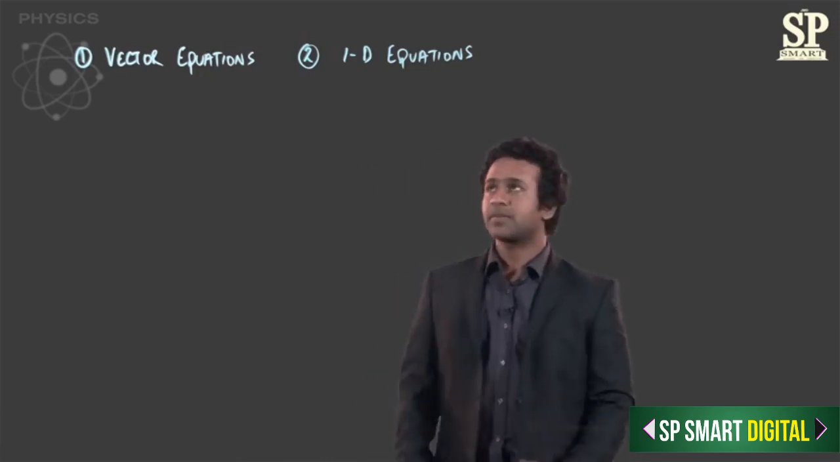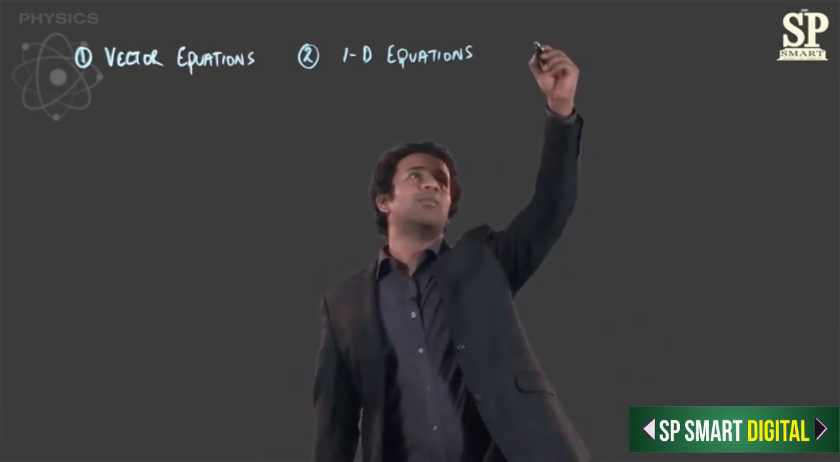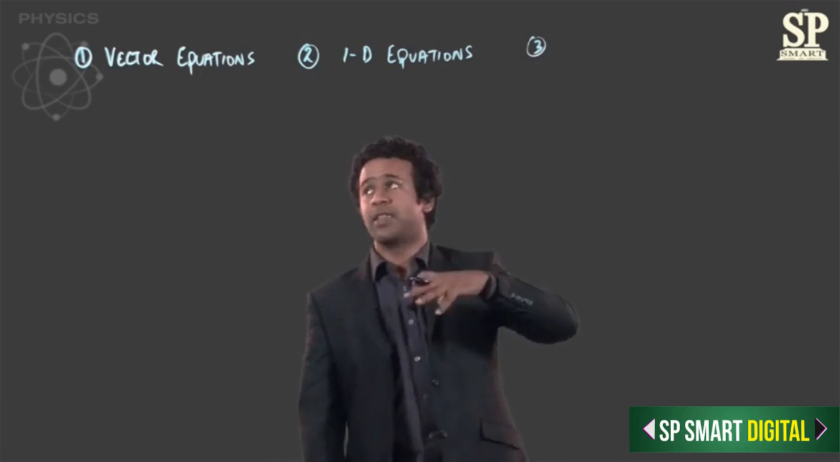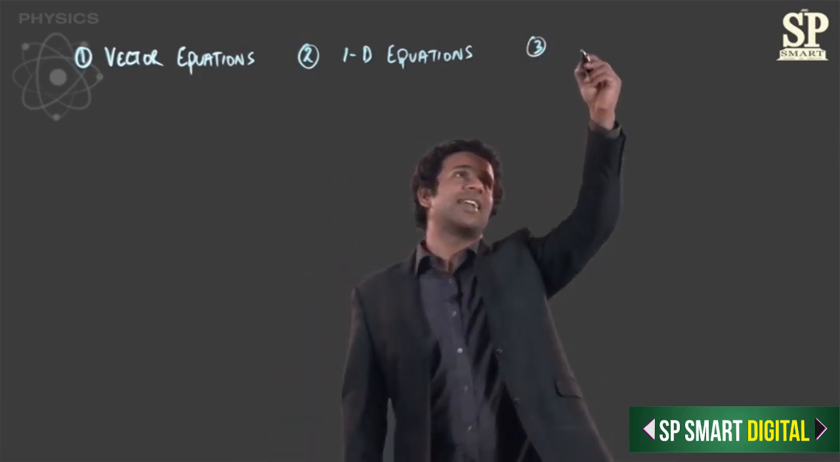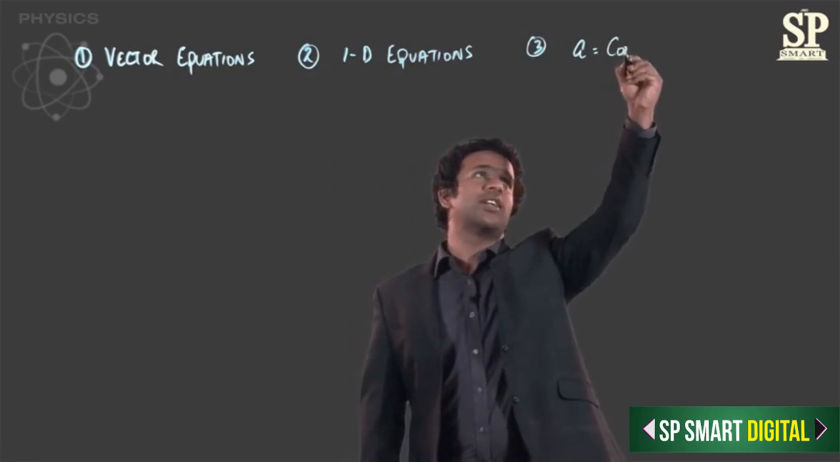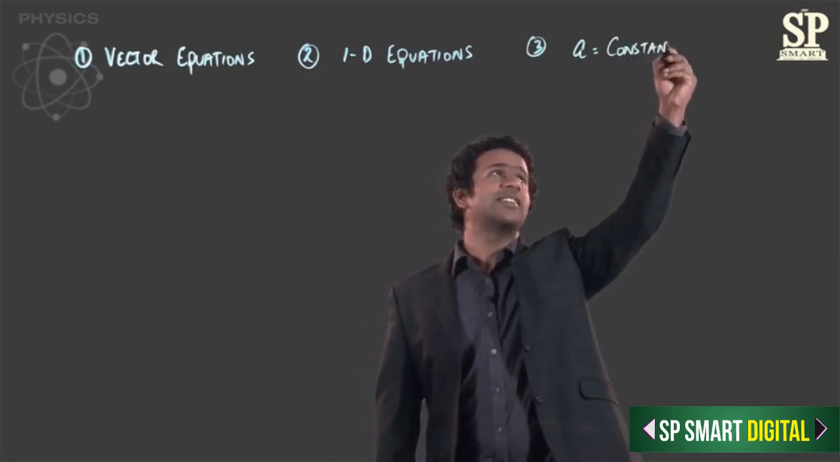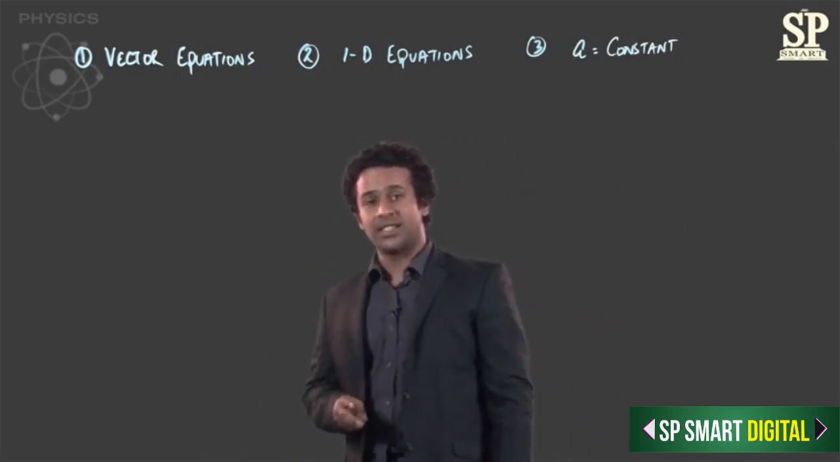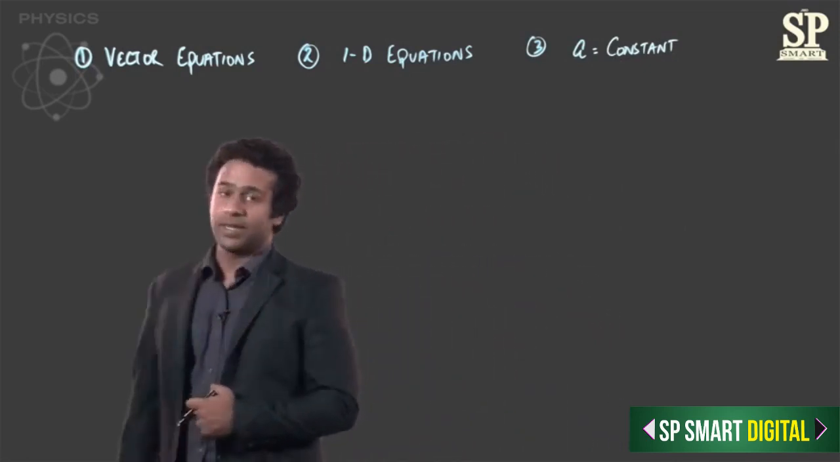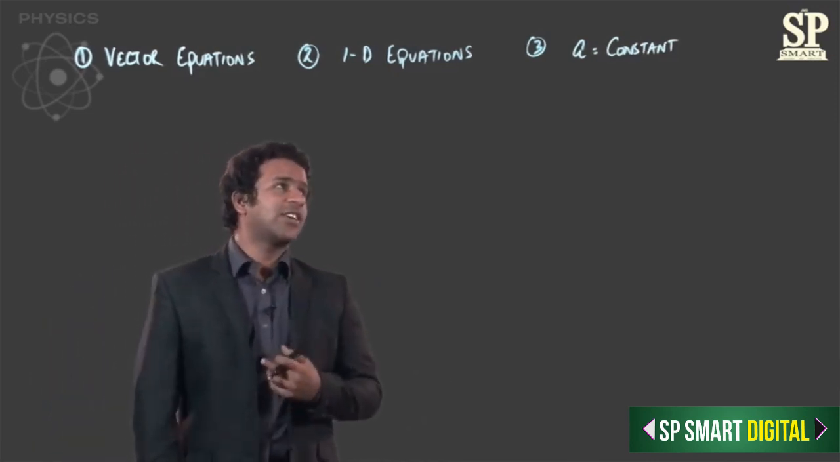dimension. Right. And the third and the most important assumption, the key feature here, is that we are working under the assumption that acceleration is constant. So these equations are valid if and only if the acceleration is constant. Right. So let's now derive these equations.